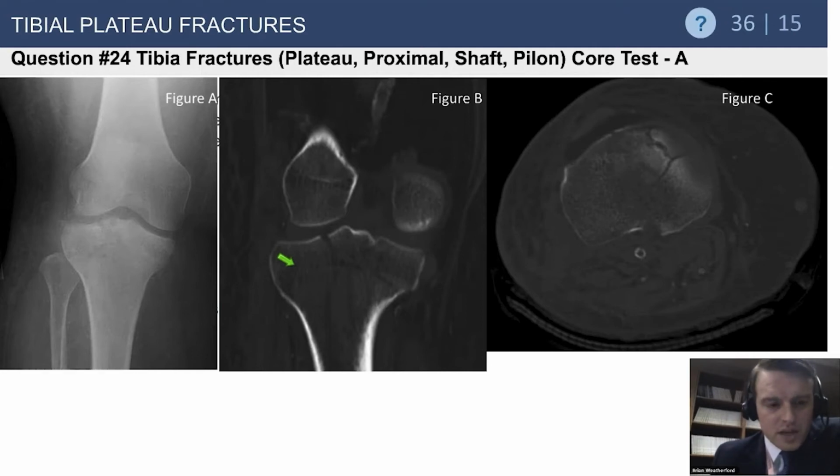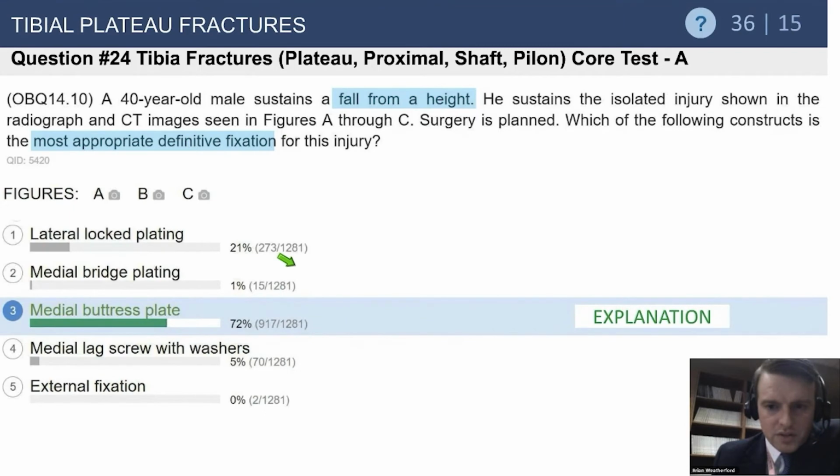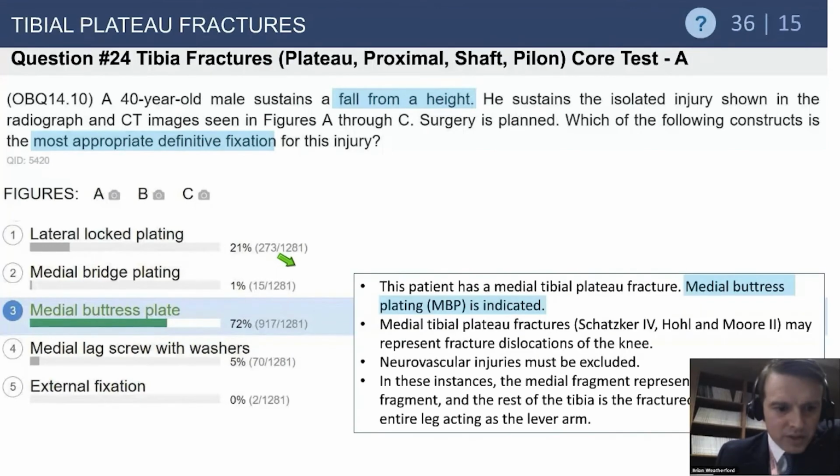Okay, you guys can see here we have a minimally displaced fracture. However, it involves mainly the medial tibial plateau, which we know bears 60% of the load. There is actually a small articular gap here laterally. So the most appropriate treatment for a medial tibial plateau fracture would be a medial buttress plate. Okay, so medial buttress plating is indicated.